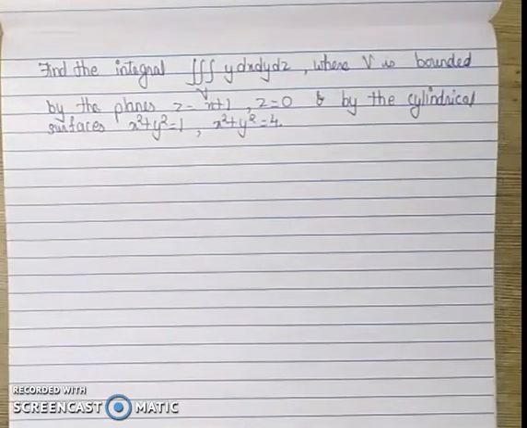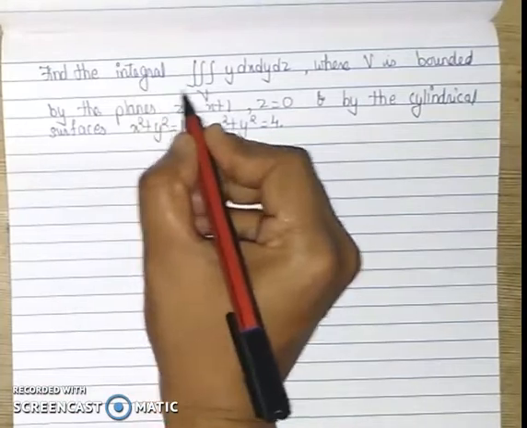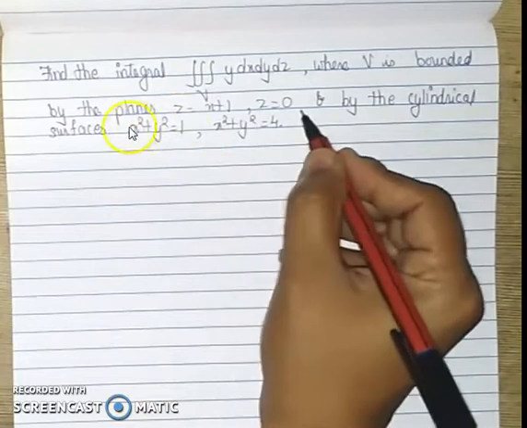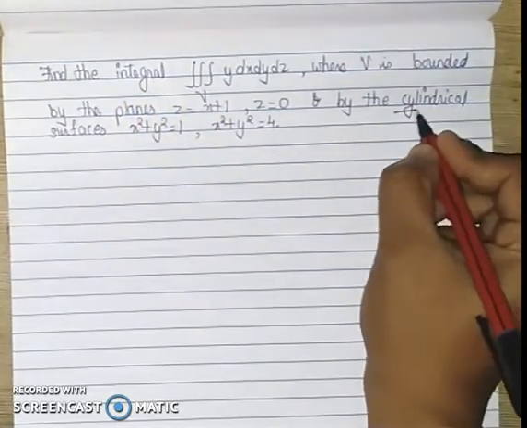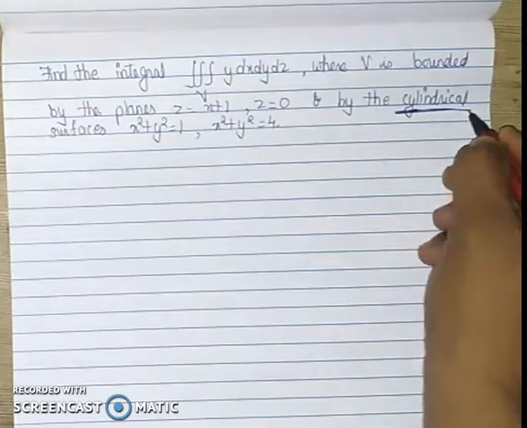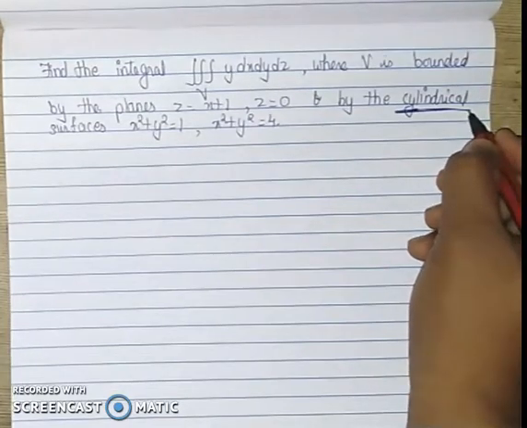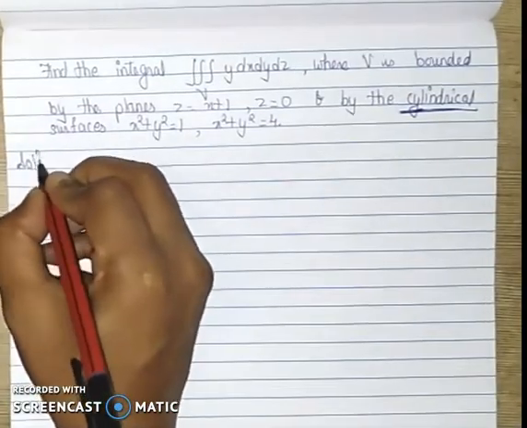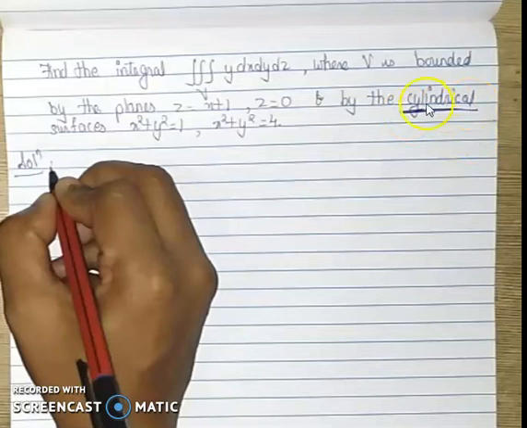Now we will start with: find the integral representing y dx dy dz, where V is the volume bounded by the plane z equal to x plus 1, z equal to 0, and by the cylindrical surfaces x squared plus y squared equal to 1, x squared plus y squared equal to 4. Since we have a cylinder, we'll prefer using cylindrical polar coordinates. Remember, cylindrical polar coordinates is an extension of polar coordinates of a circle in 2 dimensions.